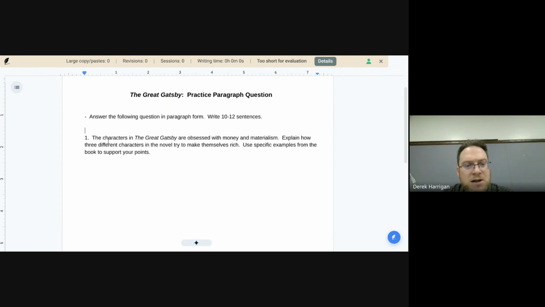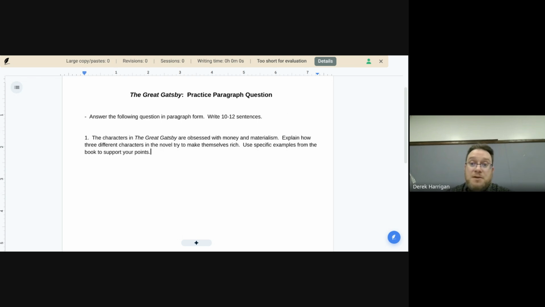So it says here, the characters in The Great Gatsby are obsessed with money and materialism. Explain how three different characters in the novel tried to make themselves rich. Use specific examples from the book to support your points. So again, this is just a practice paragraph. This is not the same paragraph that you would see on the final exam. But it is a good practice question, and you will have to answer a similar question about a Great Gatsby theme on your final exam. So I just wanted to give you this as a practice one.